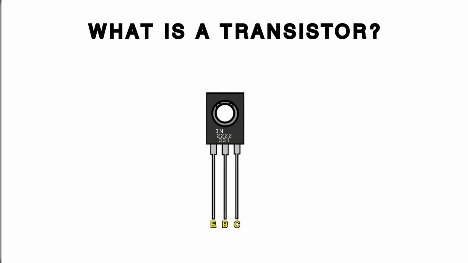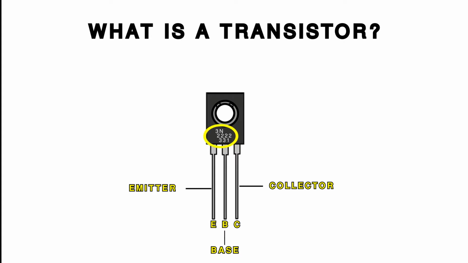A transistor contains 3 pins labeled as E, B, C. The left pin is called the emitter pin. The middle pin is called the base pin. And the right pin is called the collector pin. But it can be different on different variations of transistors. So do check the label indicated on the transistor.